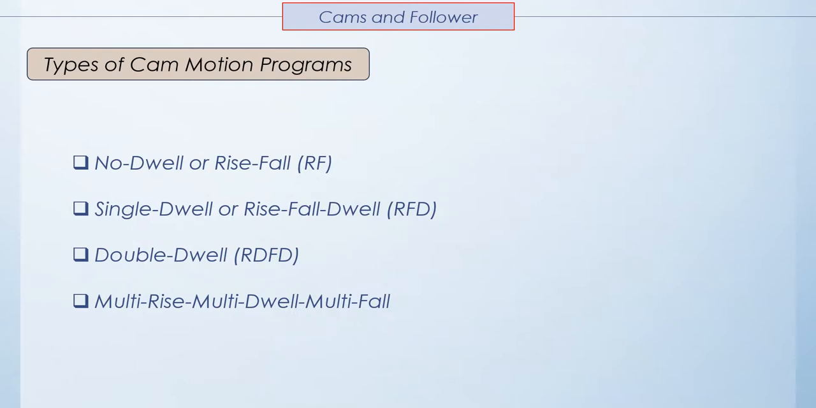Basically, we have several types of cam motion programs. First, we have no dwell, or rise-fall. Before that, we need to know what dwell means. Dwell is a period of time in which a system or component remains in a given state. A dwell mechanism can be defined as a zero output motion for some non-zero input motion.